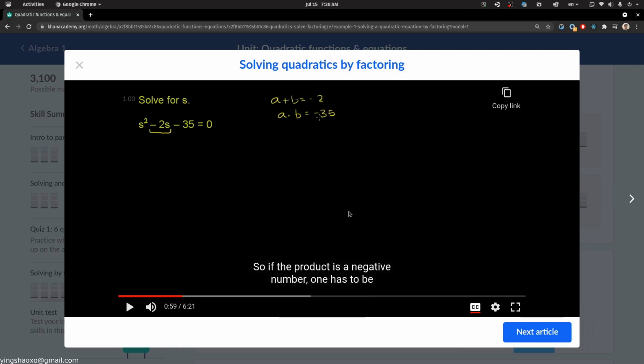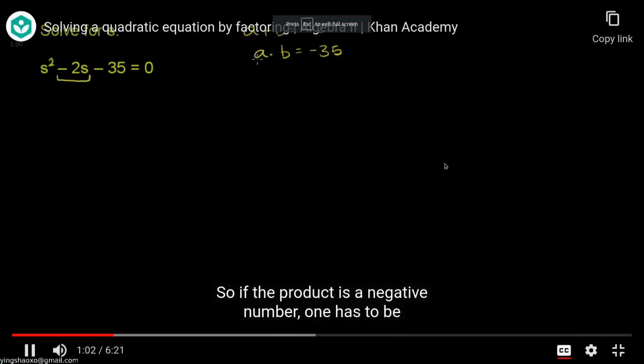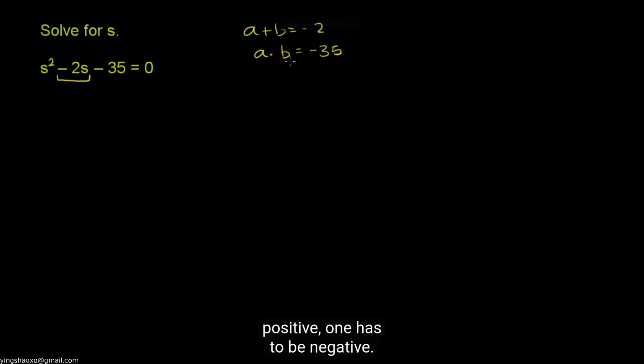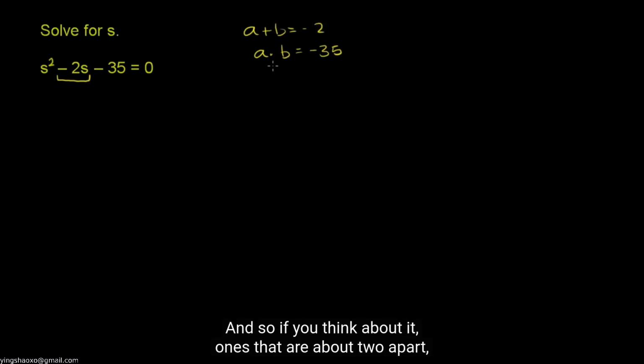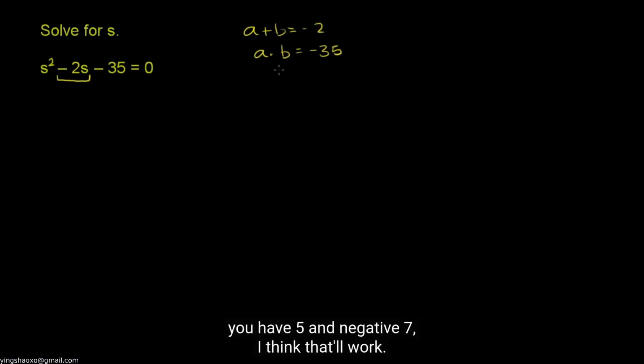Okay, I'll just say how they do it. Since the product is a negative number, one has to be positive, one has to be negative. And if you think about it, ones that are about 2 apart, you have 5 and -7. I think that'll work. 5 plus -7 is equal to -2.